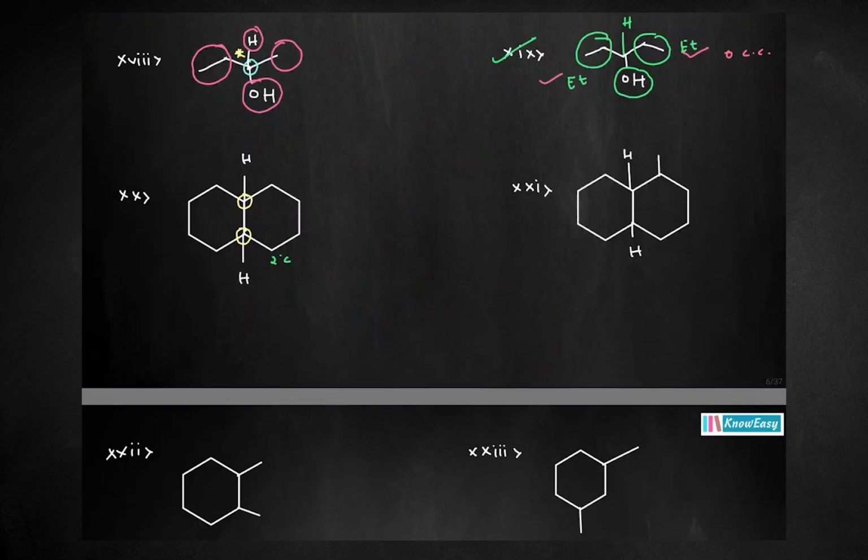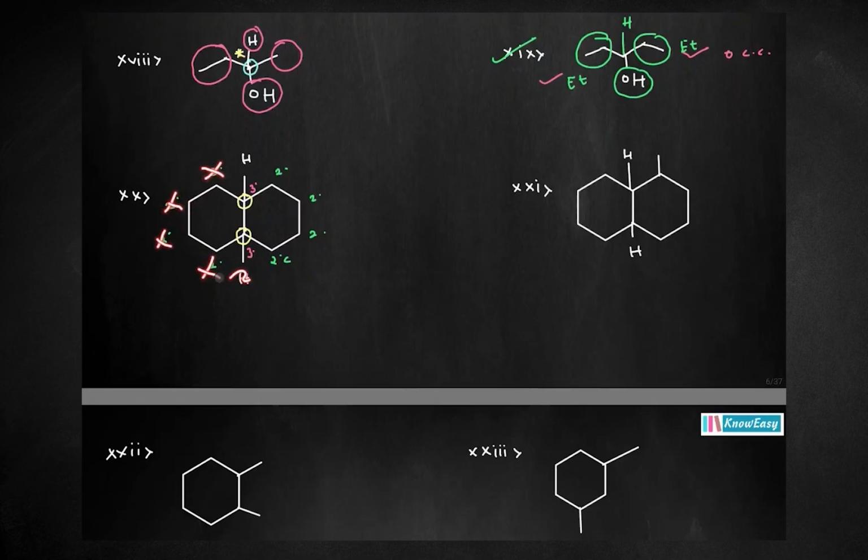Clear? So this is secondary, this is secondary, this is secondary, secondary, secondary, this also secondary, this also secondary. But if you look at this particular position, this carbon is attached to 3 different carbons, so this carbon is tertiary. And this particular carbon is also tertiary. Clear? Now look at here carefully.